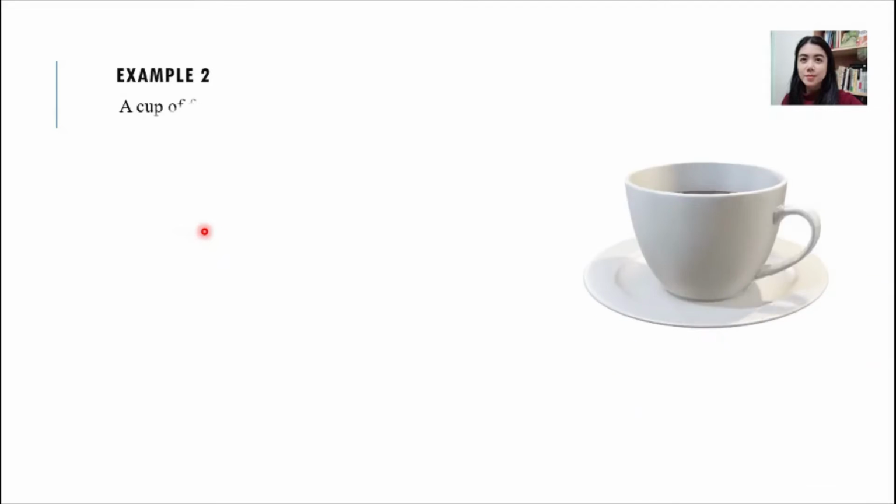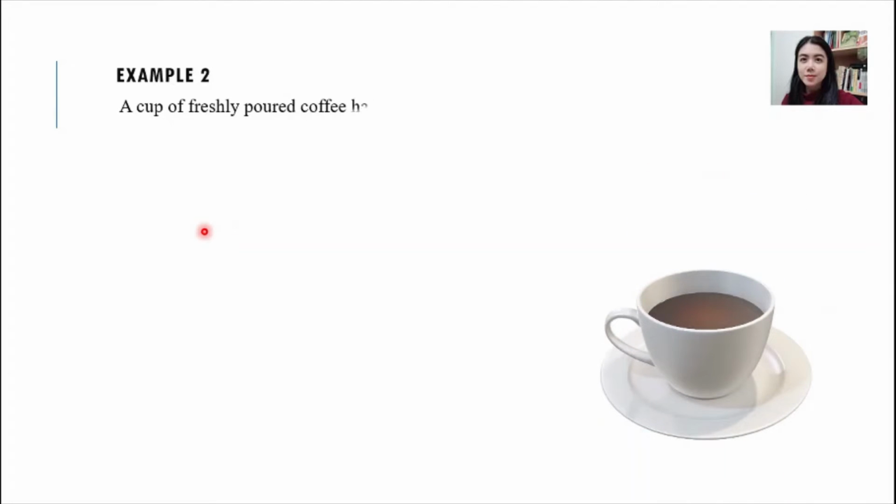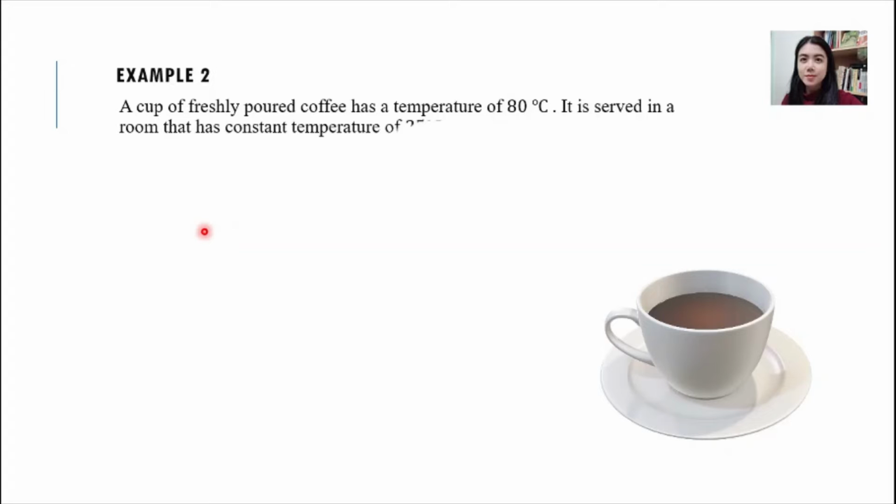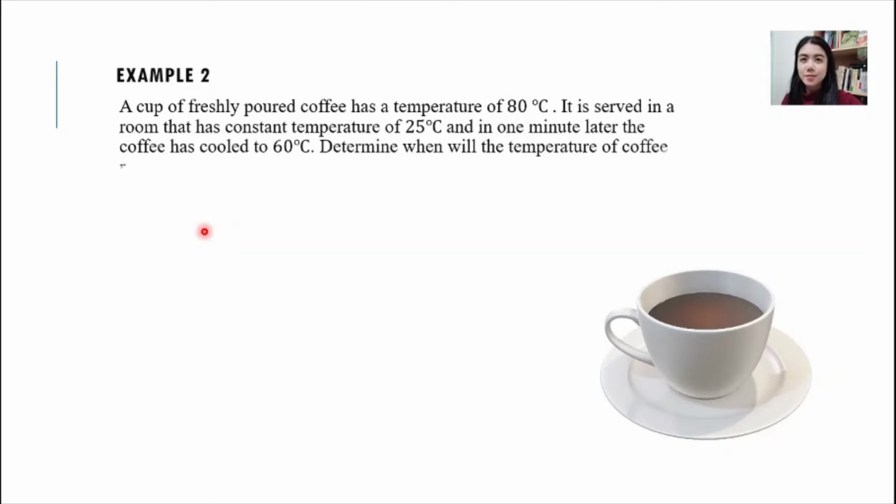Now we come to the second example. A cup of freshly pulled coffee has a temperature of 80 degrees Celsius. It is served in a room that has a constant temperature of 25 degrees Celsius. And 1 minute later, the coffee has cooled to 60 degrees Celsius. Determine when the temperature of the coffee will reach 30 degrees Celsius.